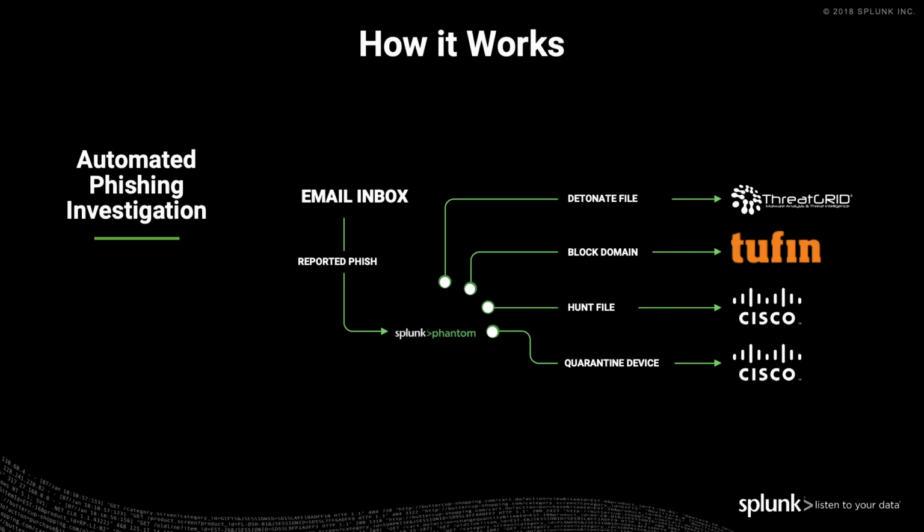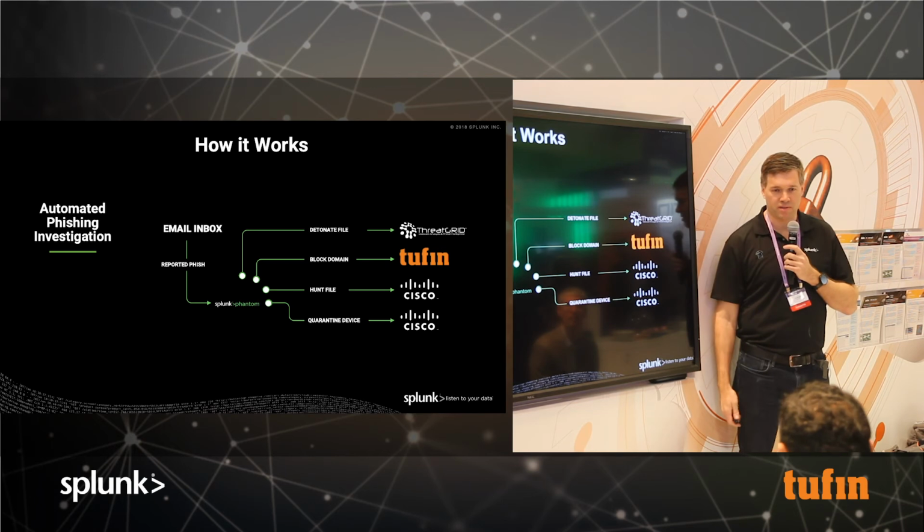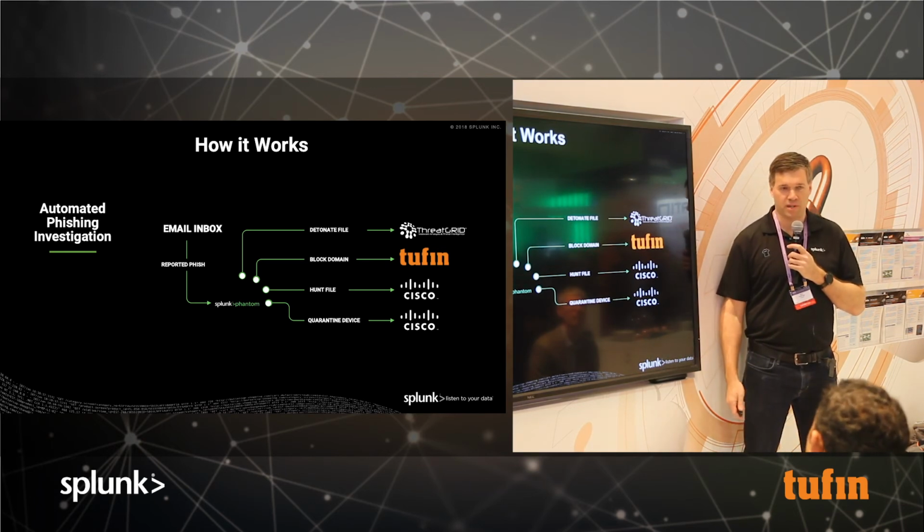This is a sample email file detonation with a bad email that comes in. So we get a file and figure out if it's bad or not using Threat Grid, block the domain in Tufin, which obviously does that on the firewalls, and then hunt for the file using Cisco and quarantine it. So these are just a few basic use cases. We have about 120, as I mentioned. Malware, phishing, those are probably the biggest ones I run into.